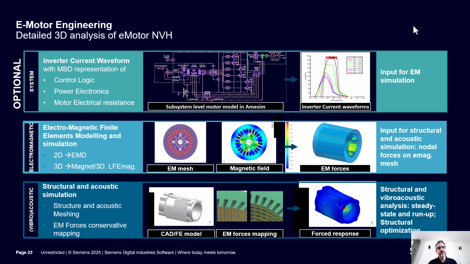In addition to that, it remains possible to understand the effect from controls on the NVH performance. As in this example, we are using an AIM-SIM system level model of the e-motor, in which we can input different inverter current waveforms as input for the electromagnetic simulation. So we are closing the loop with the controls.